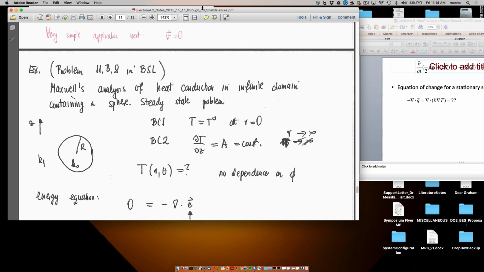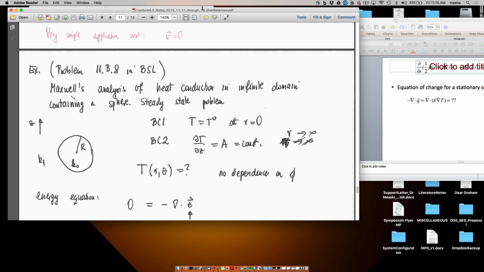Now, my first boundary condition is that at the center of the sphere, R equal to 0, my temperature is given as T0. Other than that, all I know is that the gradient in the z direction of this temperature is imposed. So basically, I'm imposing a boundary condition as a constant gradient in temperature.